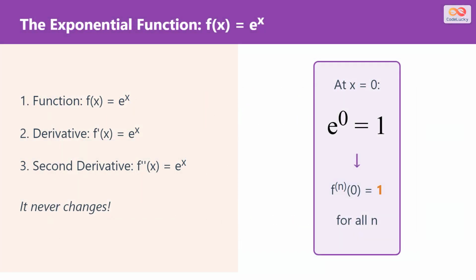Let's start with the exponential function. e to the x, this function is famous for being its own derivative. If you take the derivative of e to the x, you get e to the x. This means the second derivative, third derivative, and so on are all identical. At x equals 0, e to the 0 is always 1. So every single derivative evaluated at 0 is just 1.